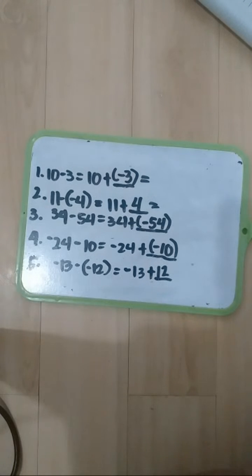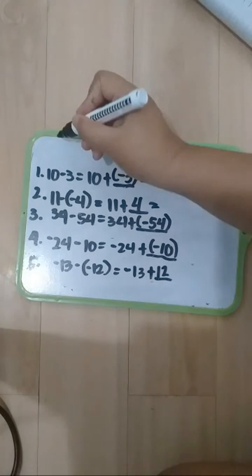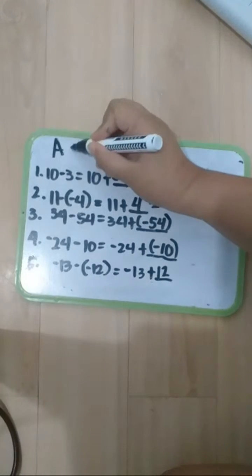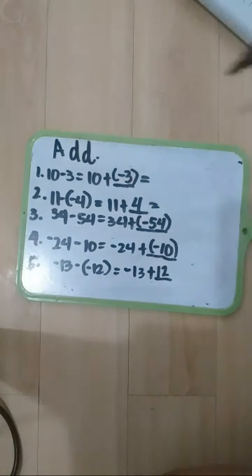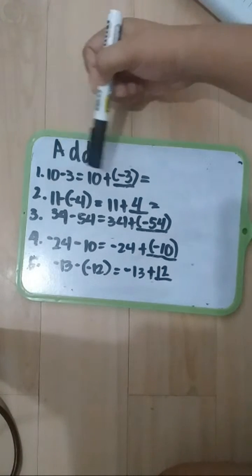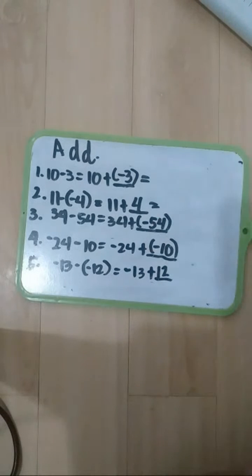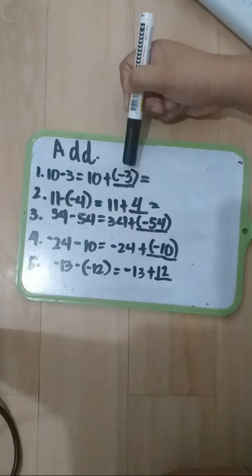Okay, very good. So, this time we need to add. Add na tayo. Okay? So, na-change na natin sa opposite niya. Ulitin ko ha. Negative, positive naging negative. Kinukuha natin yung opposite niya. Next one, class, we need to get the sum. Okay? So, 10 plus negative 3.